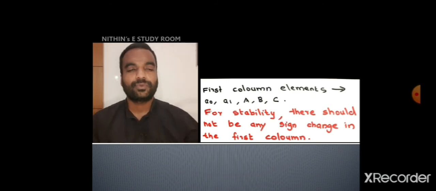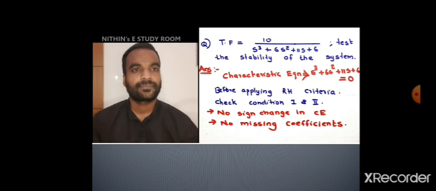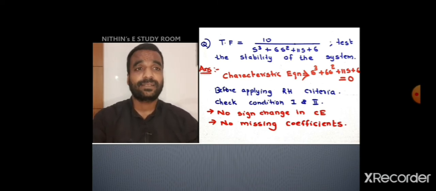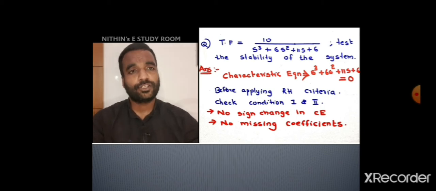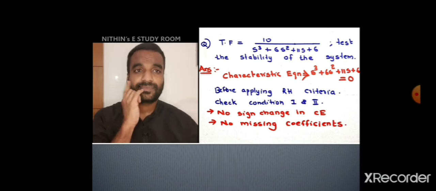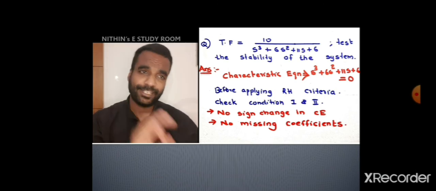Now we are moving to a simple problem. Transfer function 10 by s cube plus 6s square plus 11s plus 6. Test the stability of the system. So its denominator is s cube plus 6s square plus 11s plus 6. Equating that equal to 0, that is the characteristic equation. You can see it in the red ink. That is the characteristic equation.